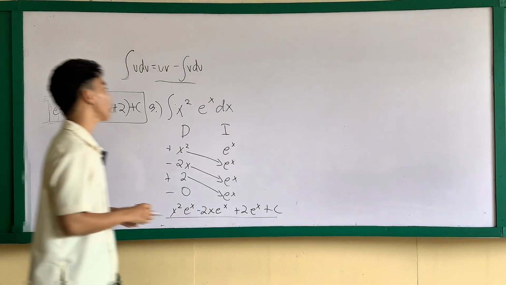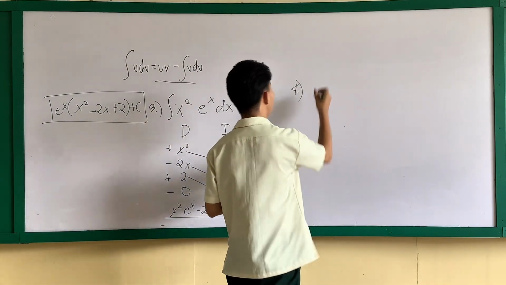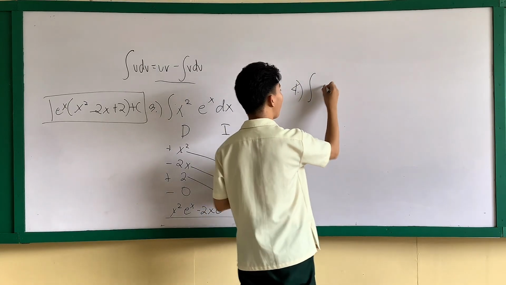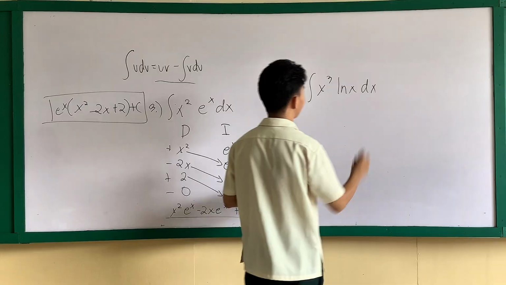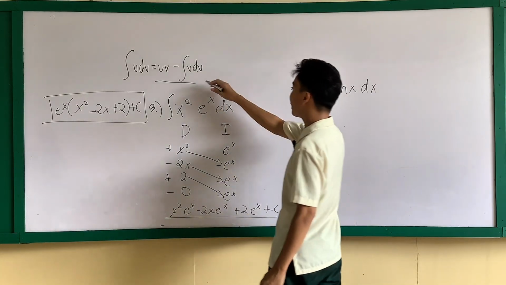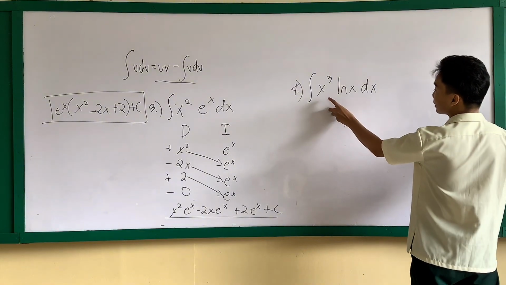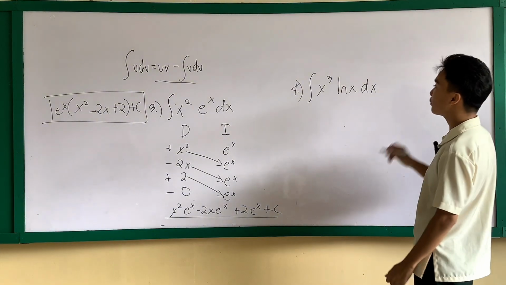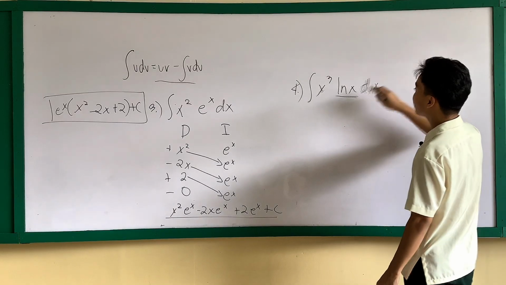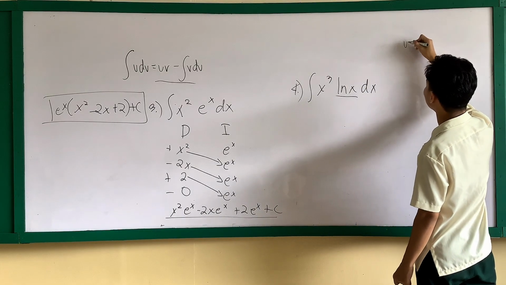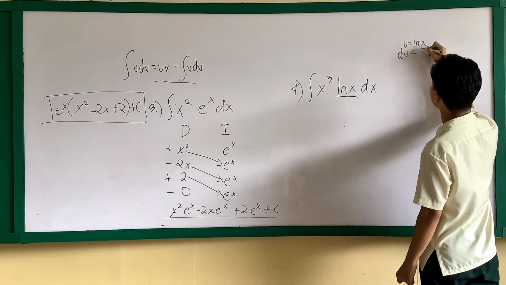So now let's proceed to our problem number 4. The integral of x cubed ln x dx. So in this problem, we're going to use the formula. So we're going to find which of these two terms is simpler to differentiate. So we're going to let u equal to ln x, then du is 1 over x dx.